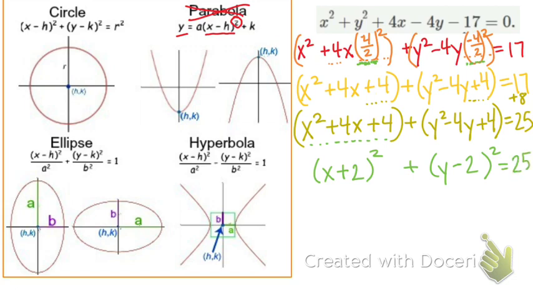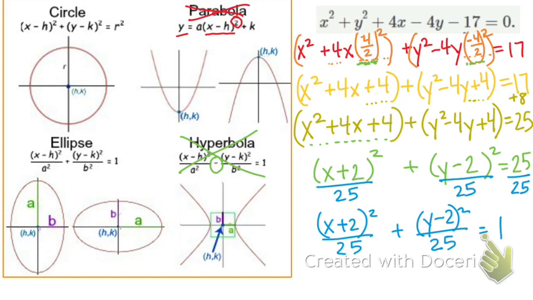Now, I know it's not a hyperbola because that is subtraction, but it might be an ellipse or a circle. So let's look at the ellipse. You see how it's set equal to 1? If we divide this by 25, and this by 25, and this by 25, then we'll have it set equal to 1. That looks pretty similar to an ellipse. The denominator is supposed to be something squared. Well, 25 is the same as 5 squared.